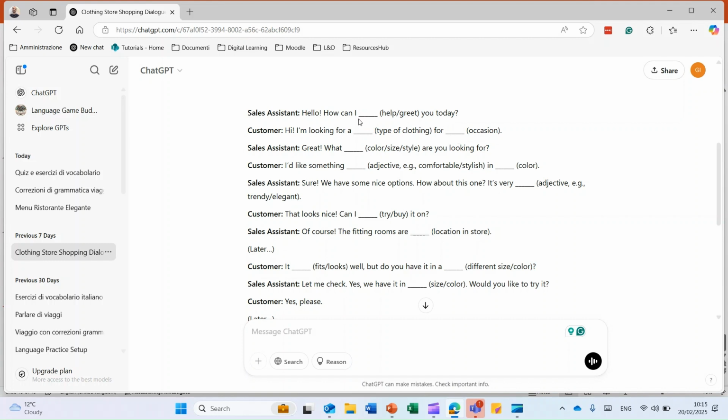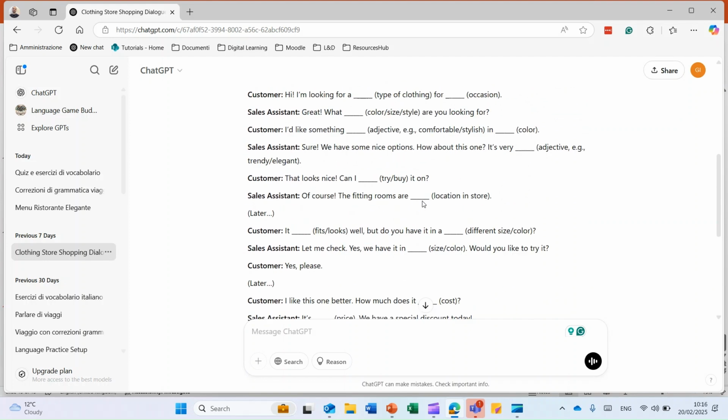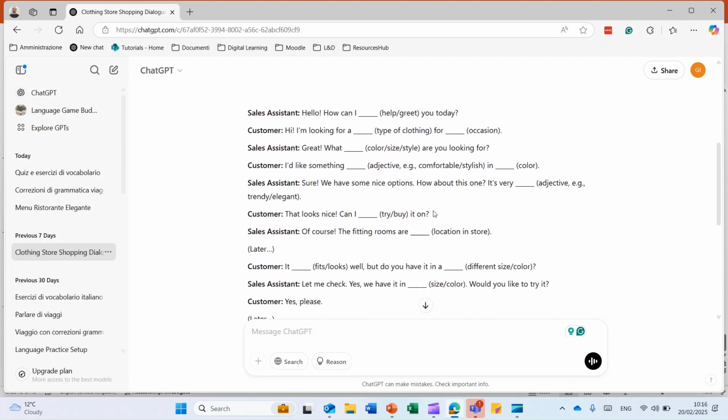So, can I help you today? I'm looking for a type of clothing for a specific occasion. Great. What color, size, style are you looking for? I'd like something, and an adjective like comfortable, stylish, in a specific color, and so on. So this one can be used by the student to practice and then fill up the blanks, or it can be used by the teacher in class.